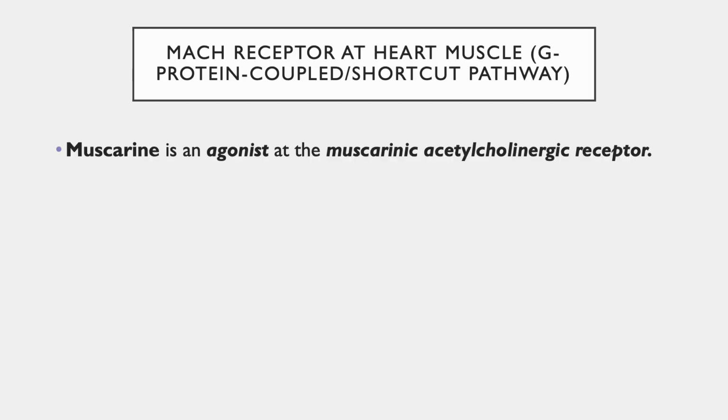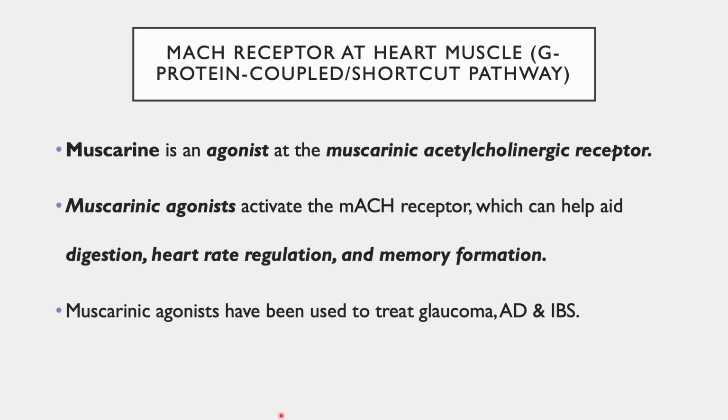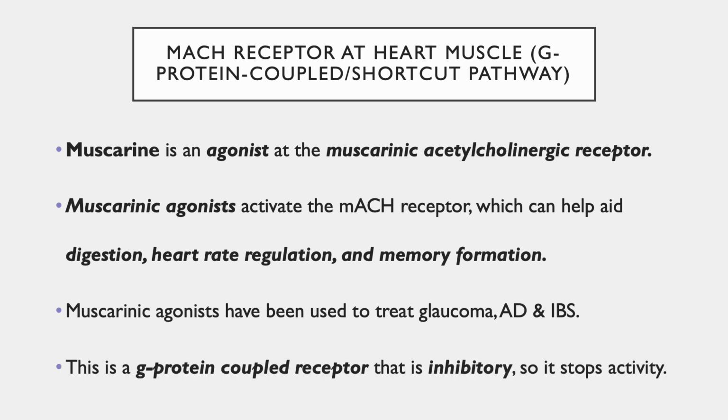Muscarine is an agonist at the muscarinic acetylcholinergic receptor. So this is similar to nicotine, except it works at the G protein coupled receptor instead. Muscarinic agonists activate this particular receptor and help aid in digestion, heart rate regulation, and even memory formation. So muscarinic agonists have been used to treat glaucoma, Alzheimer's disease, and irritable bowel syndrome. This is a G protein coupled receptor, and it is inhibitory, meaning it's going to stop activity. So let's take a look at this in more detail.